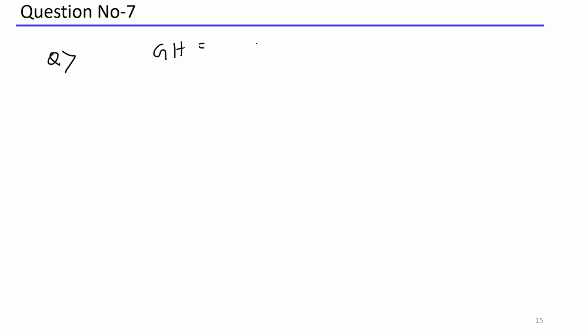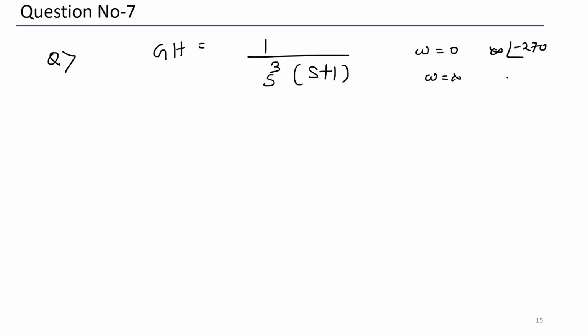GH equals 1 by S cube. I'm giving third order poles, and S plus 1. Now for this question, you show me how the polar plot and Nyquist plot will be. First at omega equal to 0, and at omega equal to infinity. What is the magnitude at omega equal to 0? 1 by 0, infinity, sir. How many angles are there? Minus 270. I'll not say anything. You just say and I'll do.